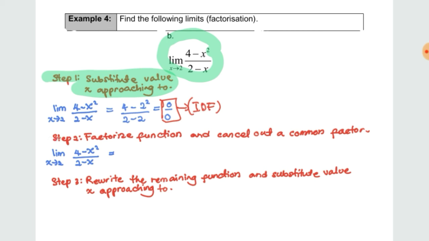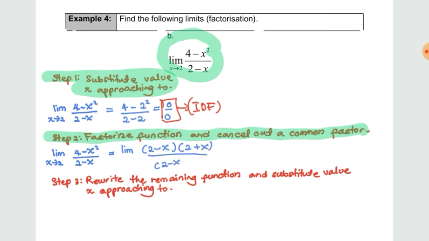Step number 2 here, factorize the function and cancel out a common factor. So we need to factorize 4 minus x squared. So we get 2 minus x, 2 plus x over 2 minus x, x approaching 2. By the way, we can see we have a common factor, 2 minus x. So we must cancel out the common factor from the function.